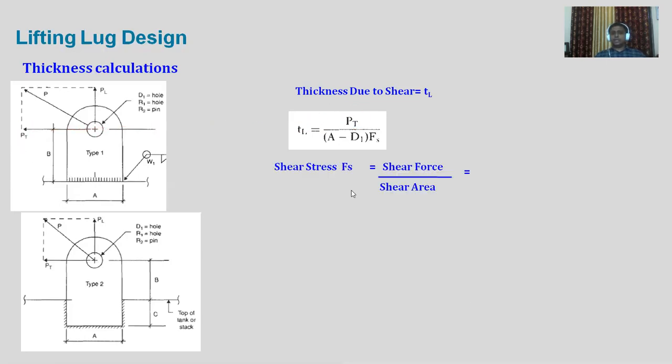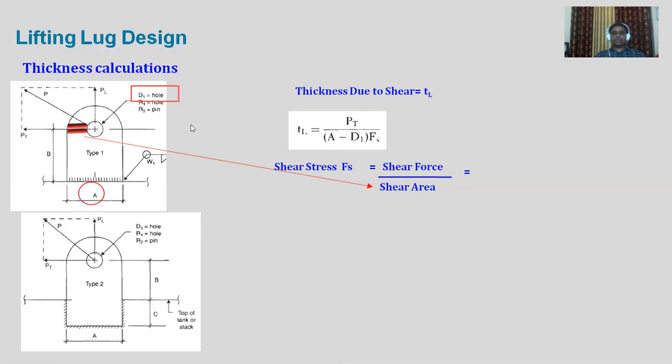The shear stress is equal to shear force upon shear area. What is the shear force? PT, which is the force causing the shear, and what will be the area? That will be the area which is going to get sheared. As we can see over here, there will be a pin which is going to shear off this area. There will be an area going to get sheared over here as well as here. So there will be two areas which will get sheared, one in line with this, one in line with this. So what is the cross section area over there? This will be equal to the shear area.